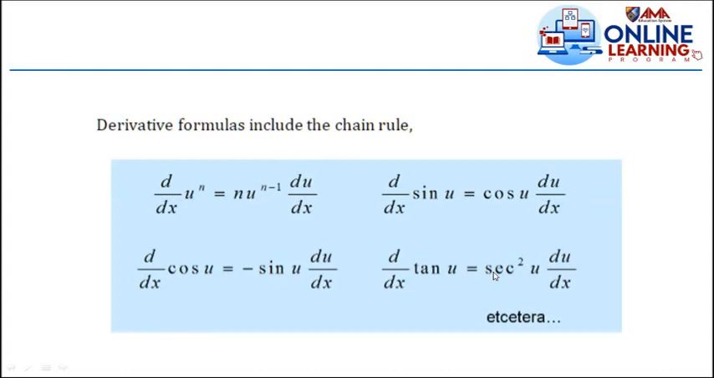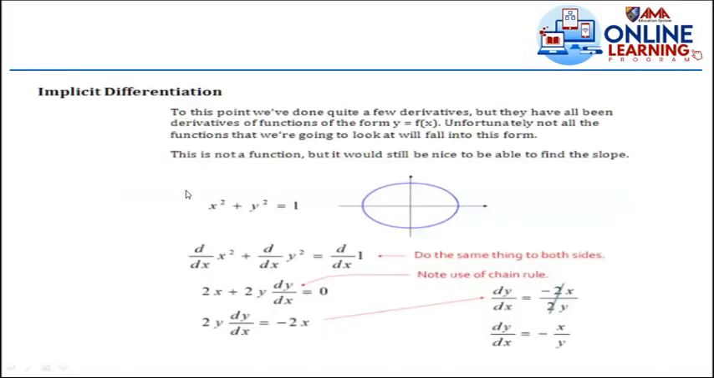So, we already discussed this one, the derivatives of the 6 trigonometric functions. Here is our formula. So, this is our new formula, no? This is our chain rule formula. So, next we have implicit differentiation.